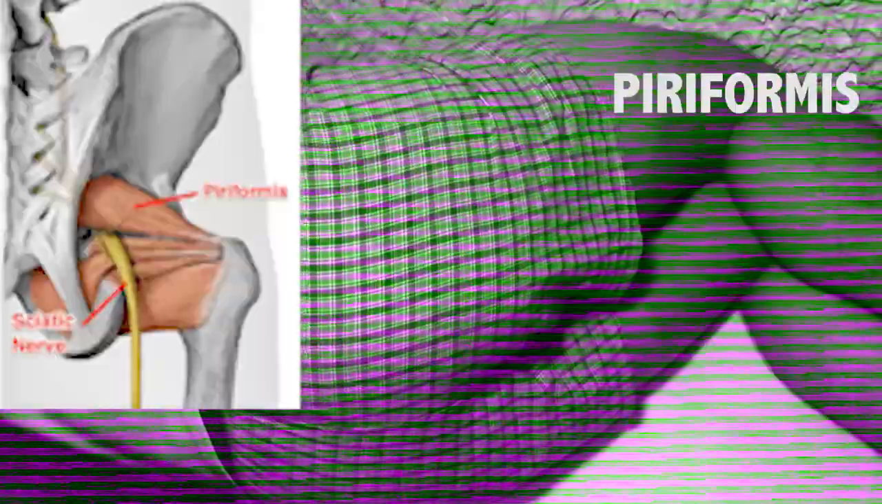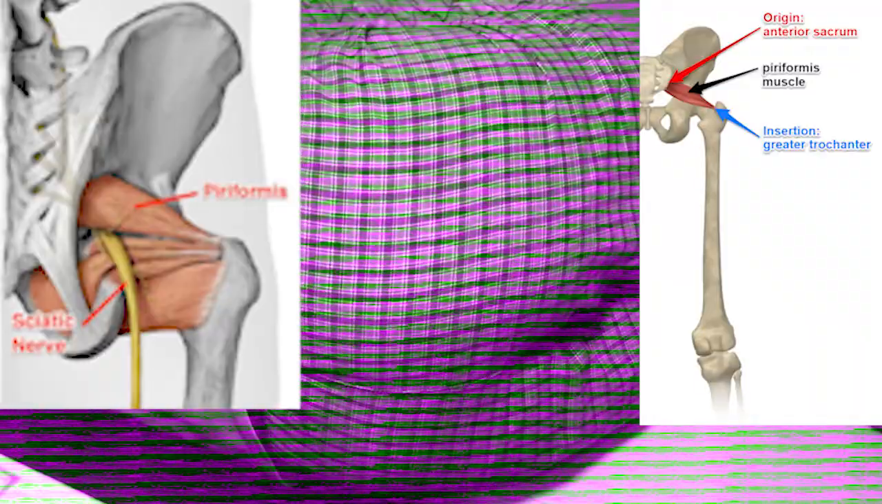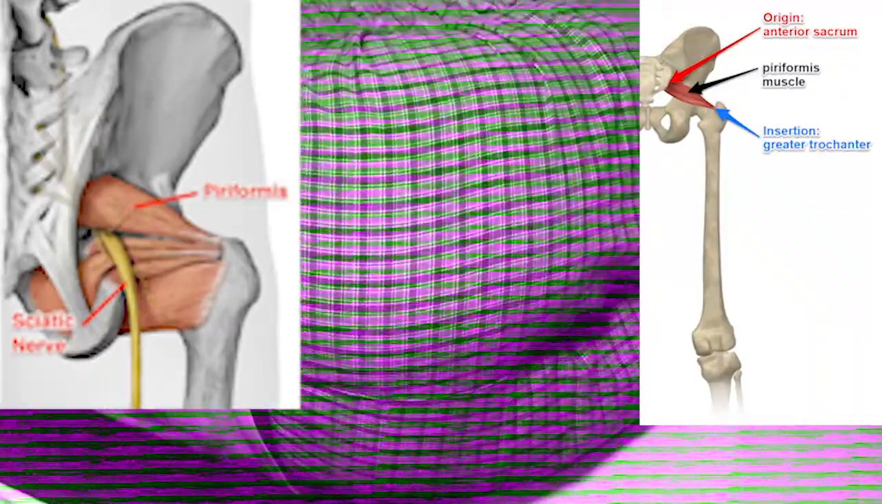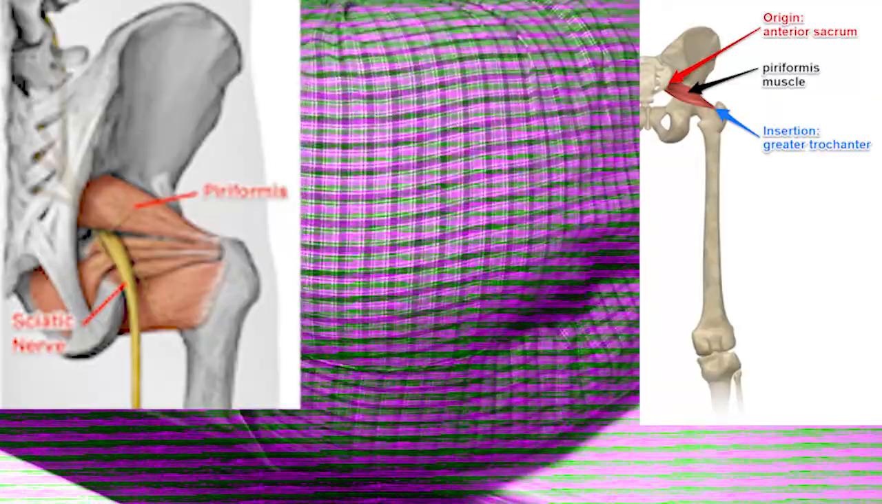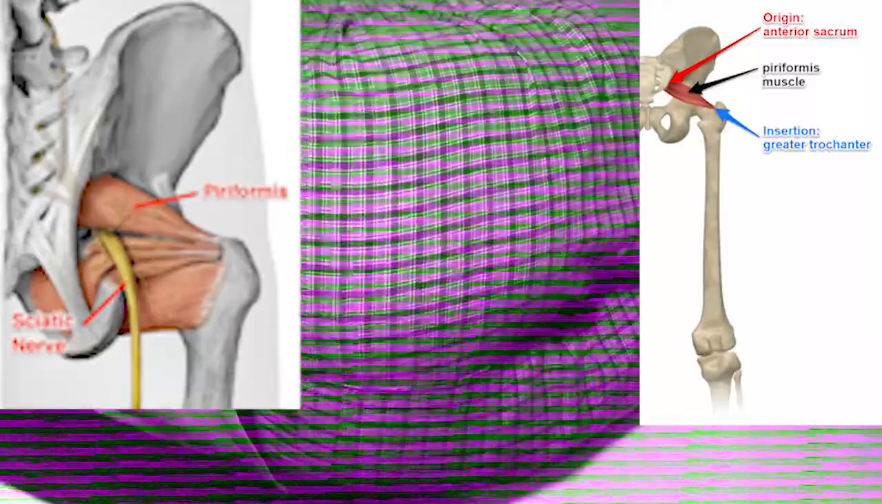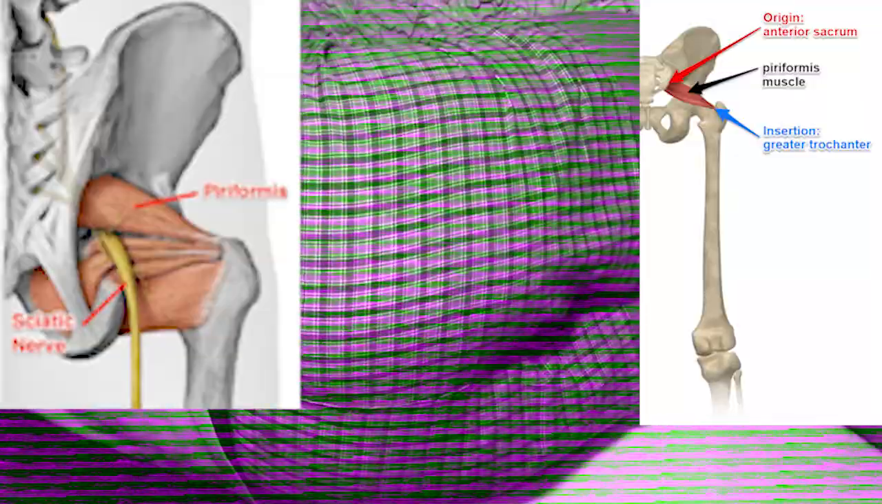So moving on to the next set of muscles are the deep six external rotator muscles. So the first muscle would be the piriformis. The piriformis muscle is a key landmark in the gluteal region. It is the most superior of the deep muscles. It originates from the anterior surface of the sacrum. It then travels inferolaterally through the greater sciatic foramen to insert into the greater trochanter of the femur. The actions are lateral rotation and abduction, and it is innervated by the nerve to piriformis.